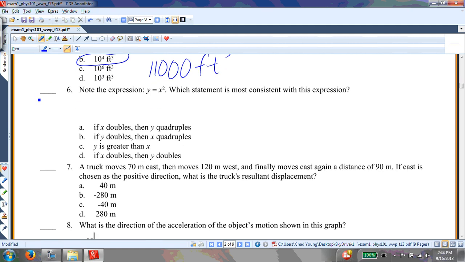All right, which of these is consistent with this expression, y equals x squared? Let's see, if I double x, then y quadruples. Oh, that is correct, actually. That was actually straight from the concept test. If y doubles, x does not quadruple. If y is greater than x, not necessarily. So you have y equal x squared. For example, I could have x equal 0.1, and that would make y 0.01, so there y would not be greater than x. If I double x, I get 4 here, so D is not correct. A is the correct answer.